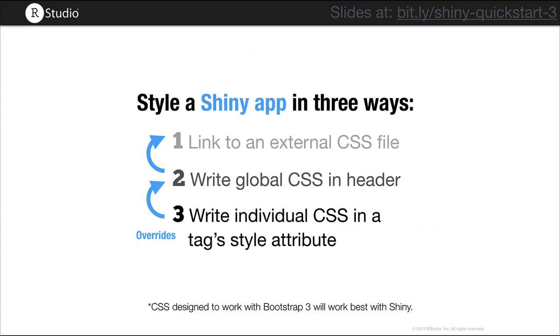Next, you can style a Shiny app the same way you style a web page, because of course it is a web page. You could link to an external CSS file, you could write global CSS, and you could write individual CSS. And these things will override each other in the appropriate way. Now, as you write CSS, it makes sense to write CSS that will work with the Bootstrap 3 framework, because the things you don't change will still use the Bootstrap 3 framework.